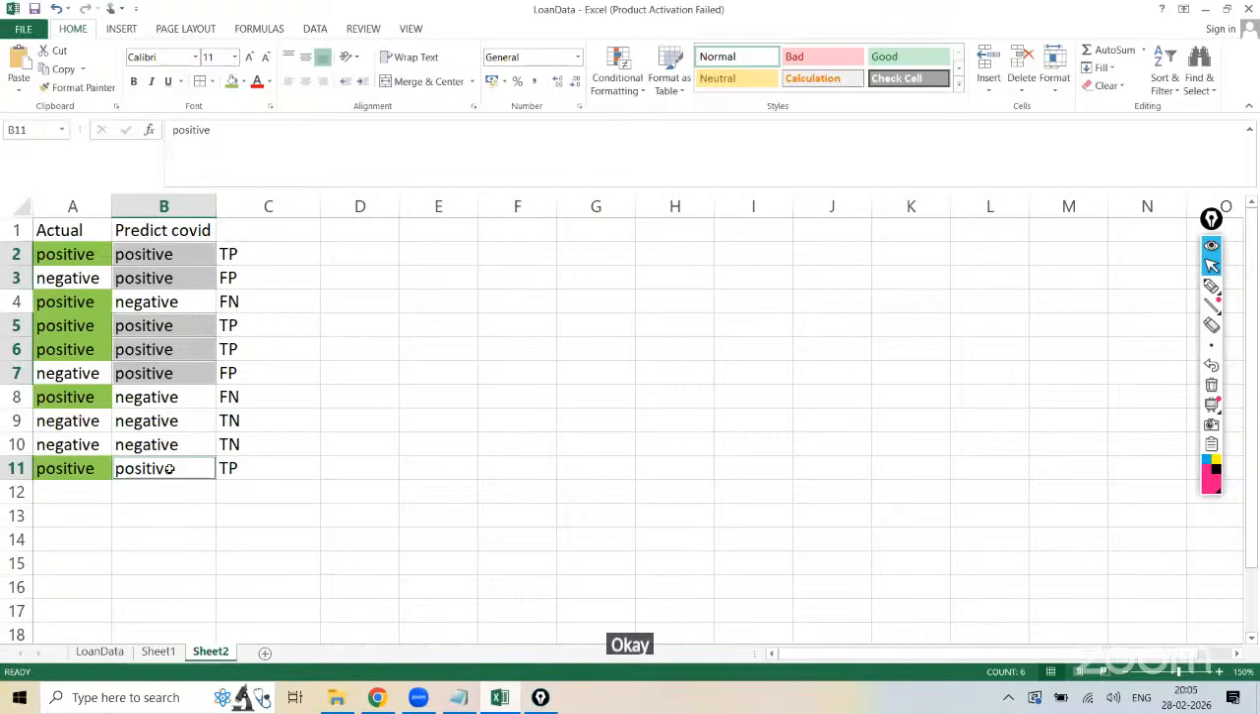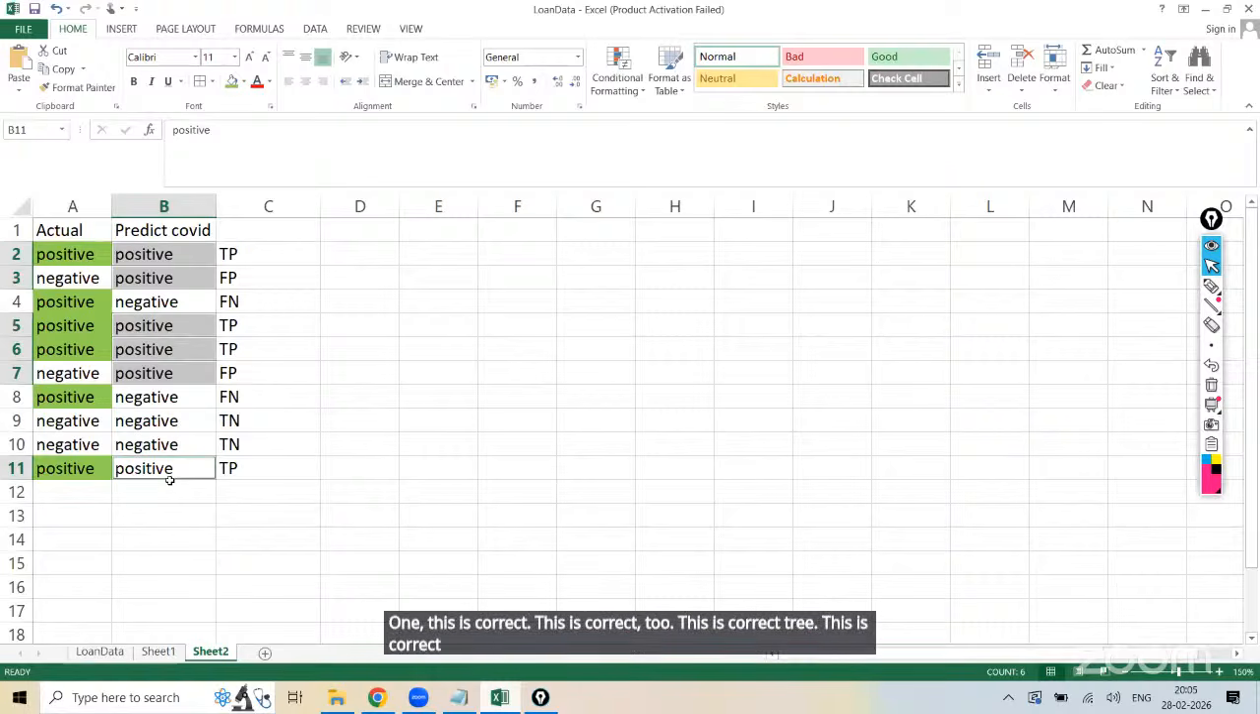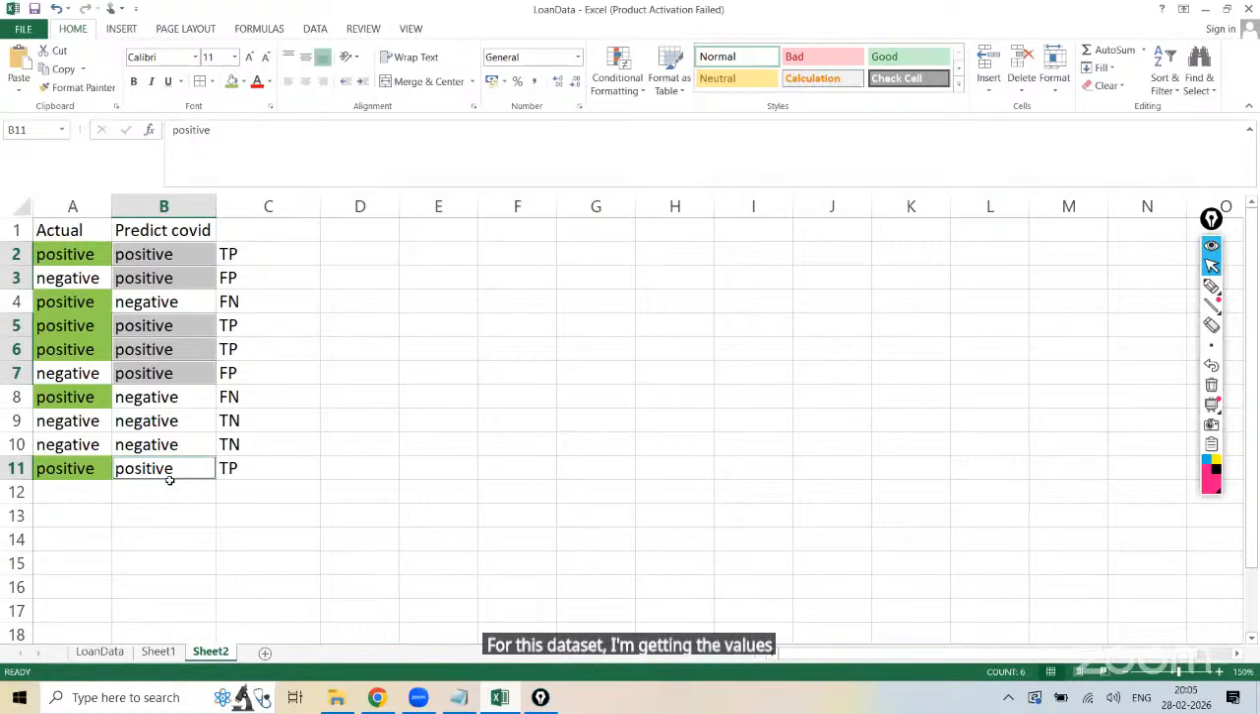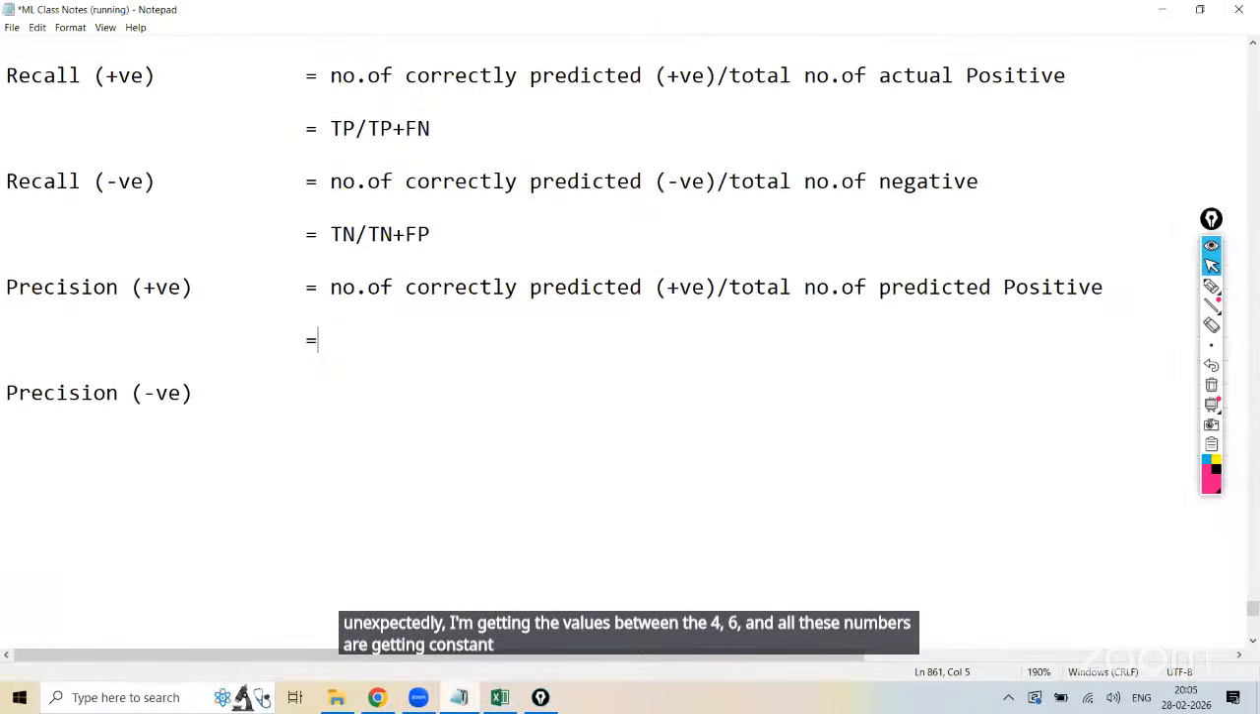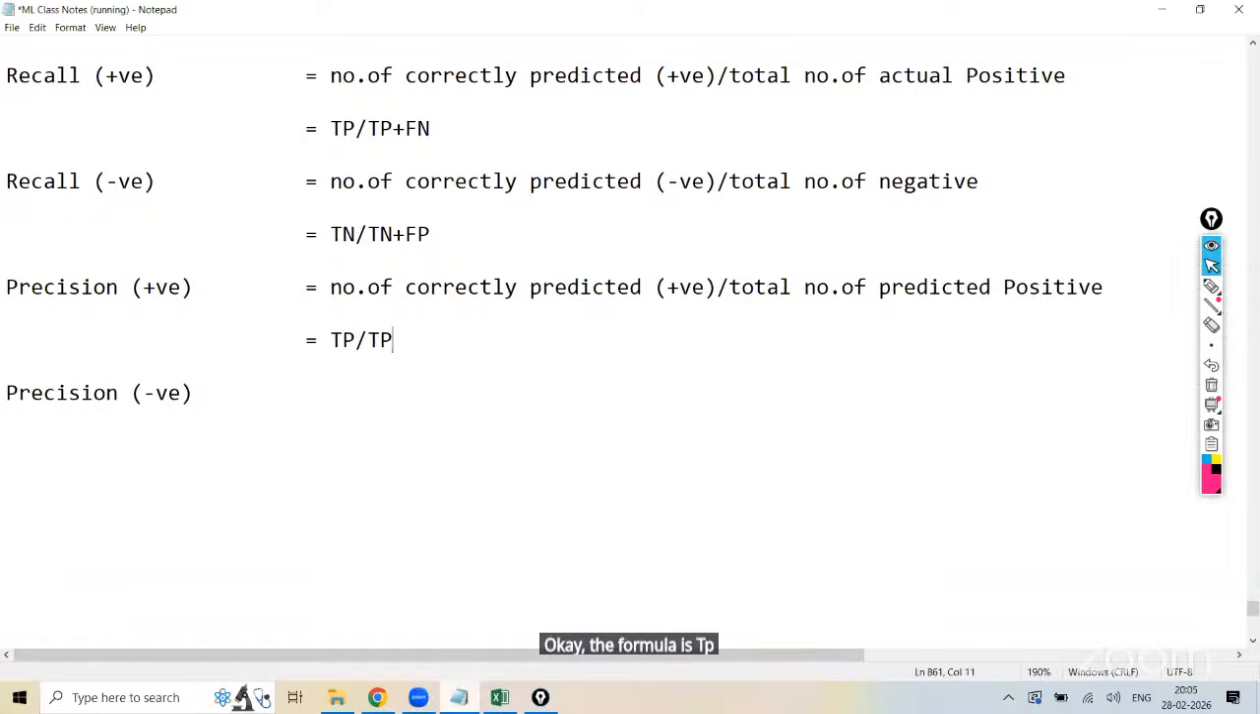In these 6, how many of them are correct? This is correct, 2, this is correct, 3, this is correct, 4. So 4 out of 6. For this data set, I'm getting the values like this. The formula is TP divided by TP plus FP.